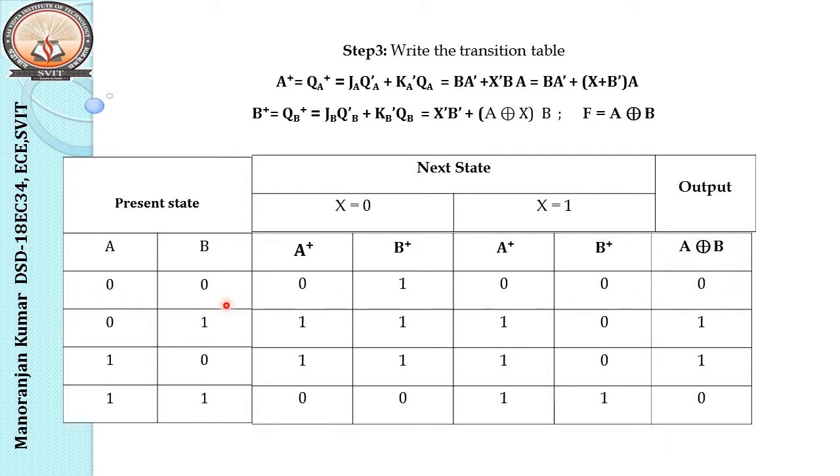When both are 0 0, the output will be 0. In this case, one input variable is 1, so my output will be 1. Here also 1, so 1. When both are 1 1, the output will be 0. So this is your XOR output.